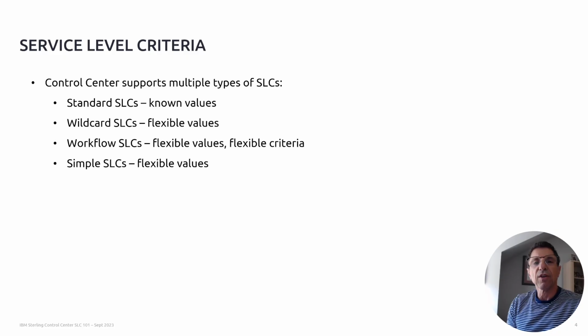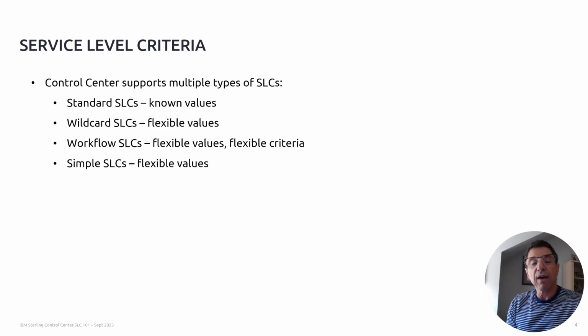Workflow SLCs are the most flexible type of SLC you can use. I say they're the most flexible because you could specify pretty much any match criteria you want in them, including some things that you can't specify in standard and wildcard, like a mailbox name. So if you don't want to find out after you get started defining your standard or wildcard SLC that it doesn't do what you need it to, just start with workflow SLCs. They're what I recommend you use.